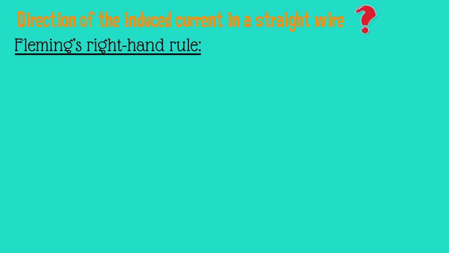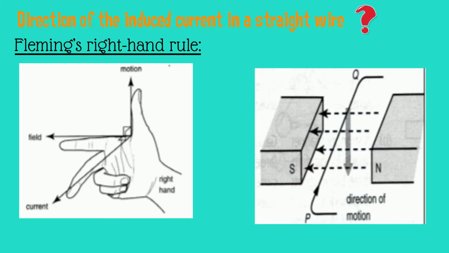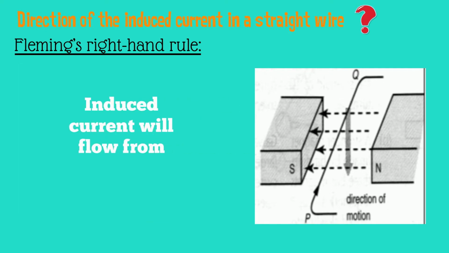Here is an example to test your understanding of this rule. A wire PQ is moved vertically downwards in a magnetic field. Applying Fleming's right-hand rule, the induced current will flow from P to Q.